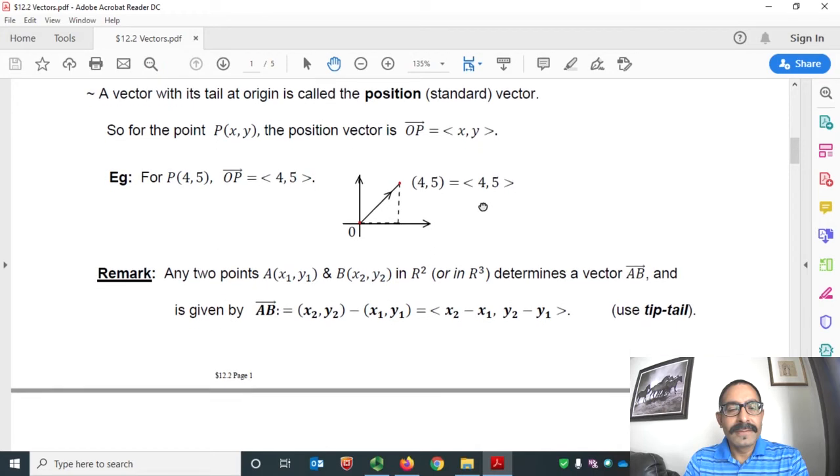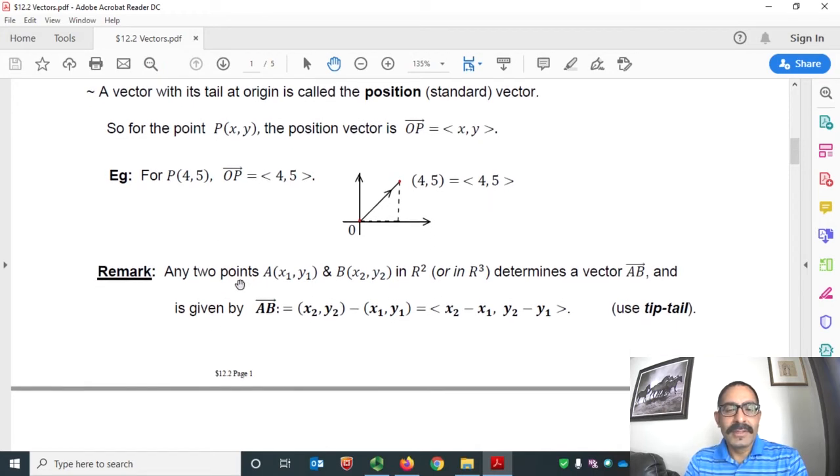Quick remark: any 2 points in the plane or in space determine a vector starting from point A and ending at another point B. For example, the vector AB starting at A and ending at B is x2 minus x1, y2 minus y1, which is also called tip minus tail.